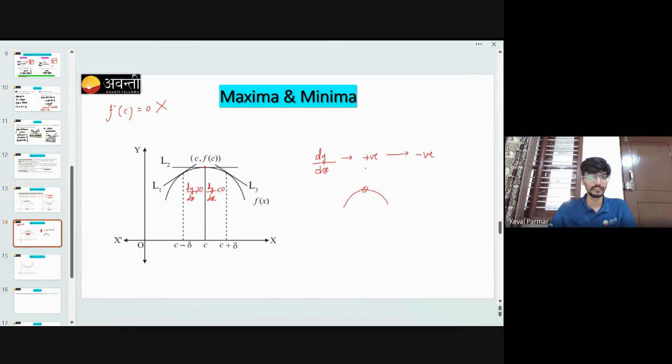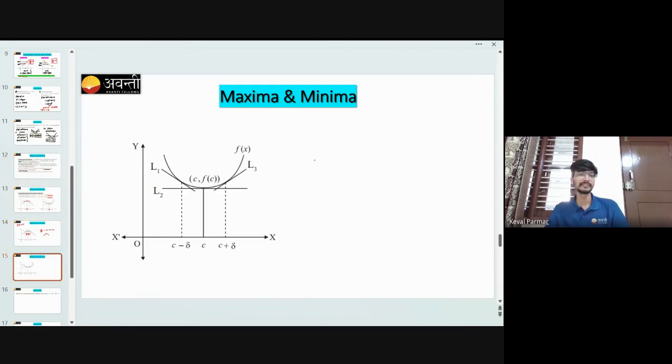Let's say suppose we have minima. So what does this minima say? Before the stationary point, the tangent is like this. Means the inclination is obtuse. That means dy over dx is less than 0. And after the stationary point, the tangent is like this. Means the inclination is acute. That means dy over dx is greater than 0. So what is the sign change for dy by dx?